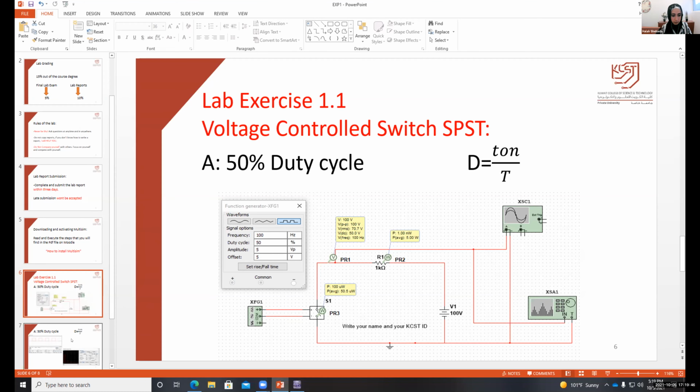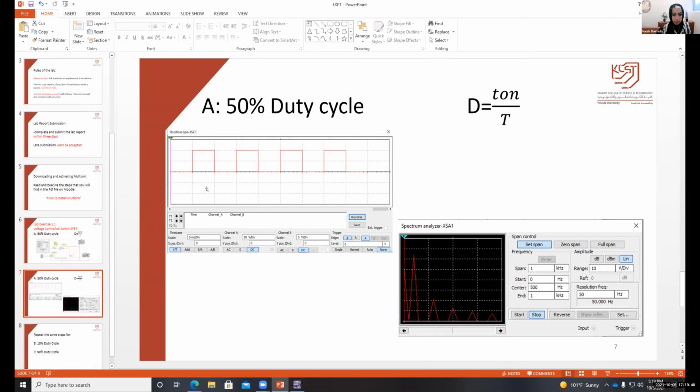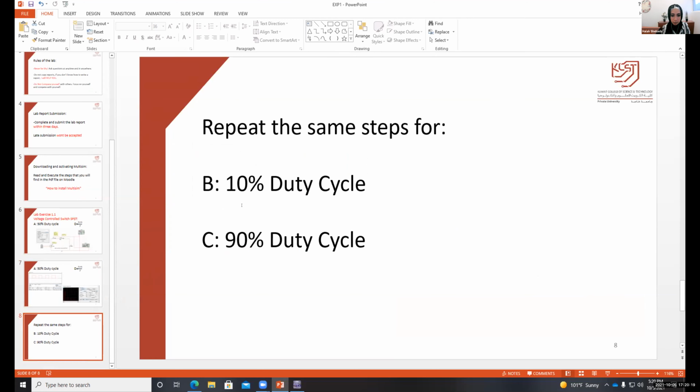Okay, so when we click on the oscilloscope, we will get this waveform in the time domain. And the spectrum analyzer will give us the frequency response, and it will give us this waveform. For the spectrum analyzer, we have to set the settings accordingly. The span should be 1 kilohertz, start should be 0 hertz, center 500 hertz, end 1 kilohertz, range 10 volt per division, and resolution 50 hertz. We will repeat that for a duty cycle of 10% and a duty cycle of 90%.